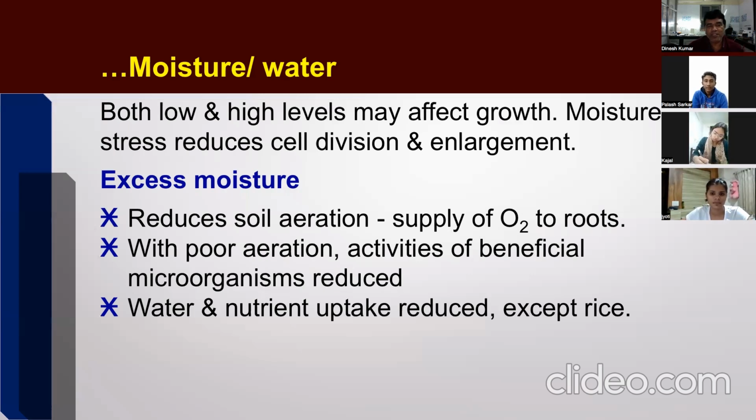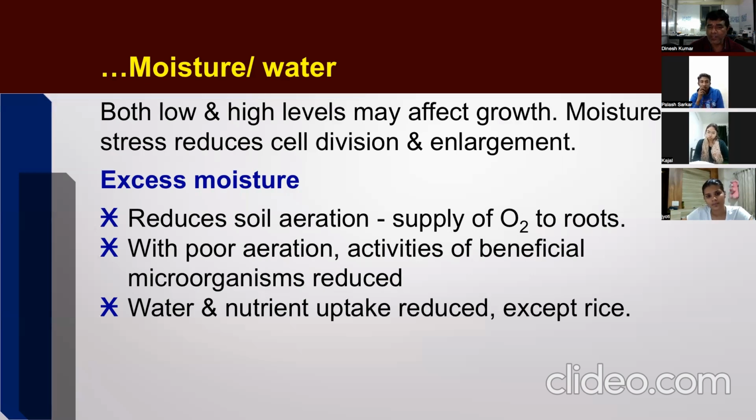So if you have excess moisture for mesophytic plants, it reduces soil aeration, because when water enters the soil, the oxygen will go away. Air will come out. You see, when we put water in the soil, you will see bubbles in the field. That is actually air coming out from the soil. That means oxygen is coming out. So roots will not be able to get the oxygen supply. So supply of oxygen to roots is adversely affected by increased moisture in soil.